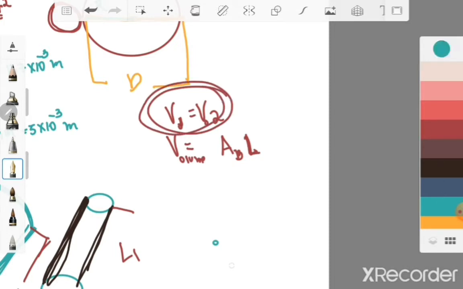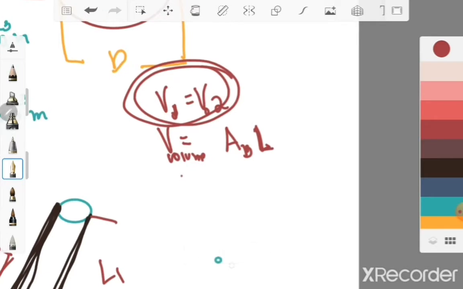Right? So, since volume 1 is equal to volume 2, I may assume that our volume is also equal to area of the base multiplied by the length. But since our volume is equal to area of the base times length, and we don't know the value of your volume and your length, therefore I may say that my length is equal to volume all over area of the base.